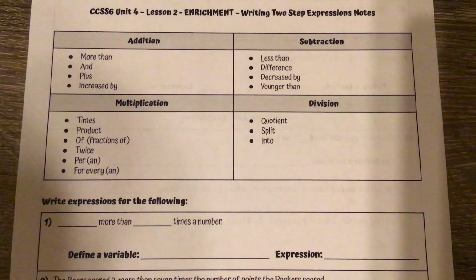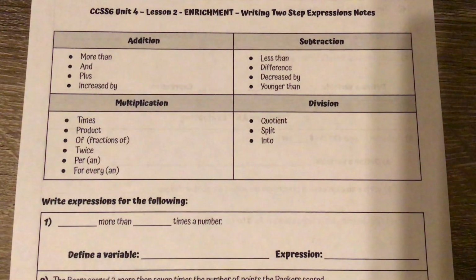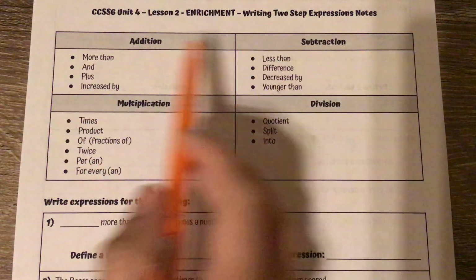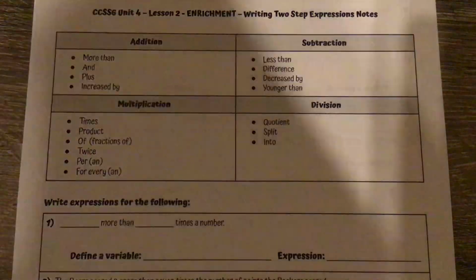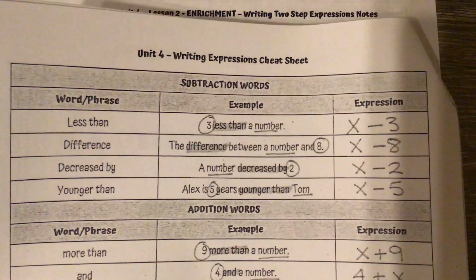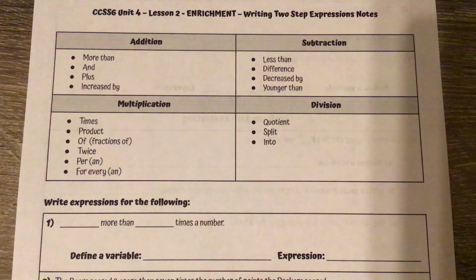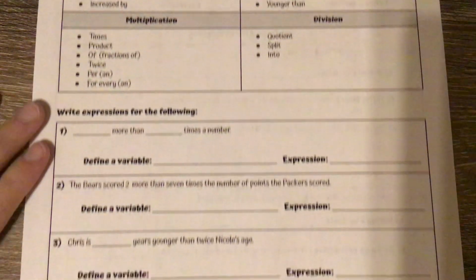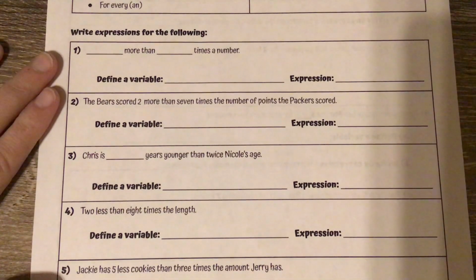For this enrichment lesson, we are going to be taking writing expressions a step further. Instead of doing one-step expressions, we're going to do two-step expressions. We still have this chart, and you can still be using this cheat sheet to guide you in the process. So let's look at some examples here.